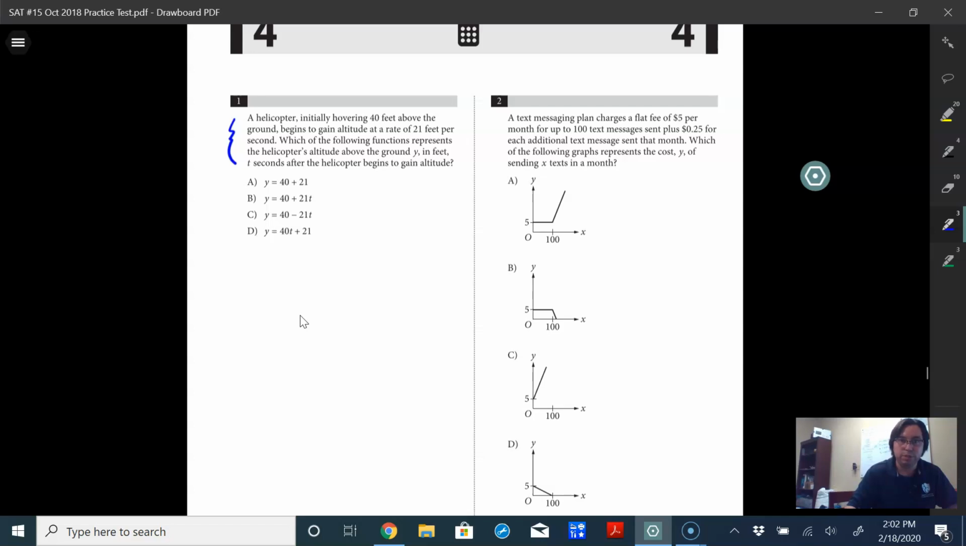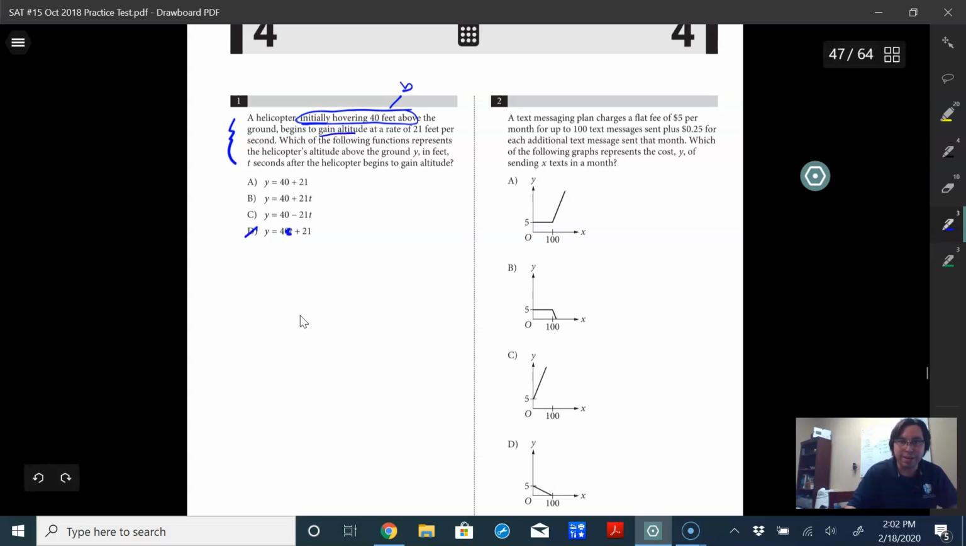It says a helicopter hovering initially. So there's that word initially. That means it's hovering 40 feet above the ground. So that looks like it's going to be our b of sorts. So if we see 40 plus 40t, okay, that can't be it. So eliminating D there.